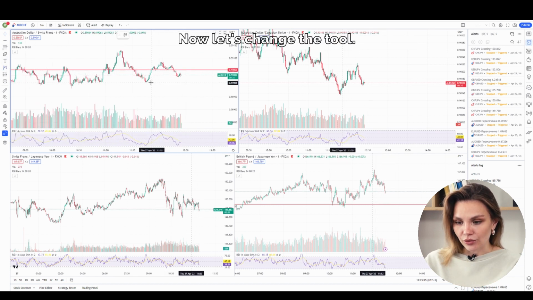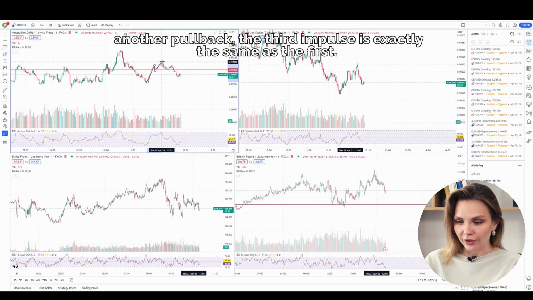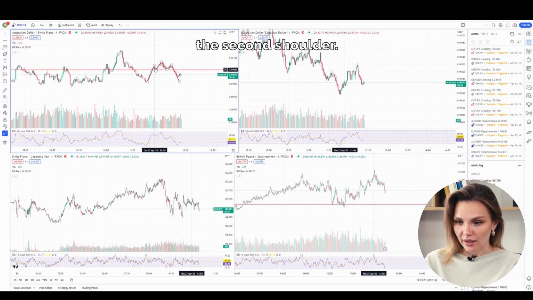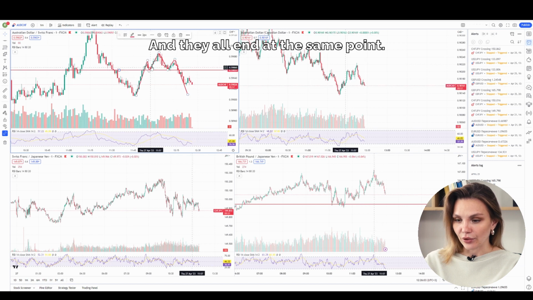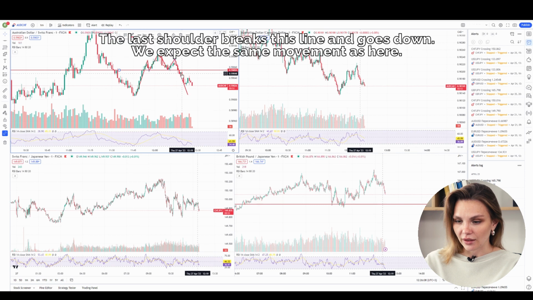Now let's change the tool. Initially this impulse, then a pullback, then a second impulse, another pullback. The third impulse is exactly the same as the first. And such movement along which we're already going here. We clearly see one shoulder ahead, the second shoulder, and they all end at the same point. This is how we see one line that everyone touches. The last shoulder breaks this line and goes down.